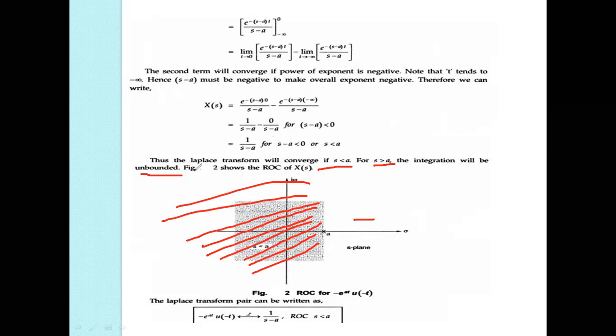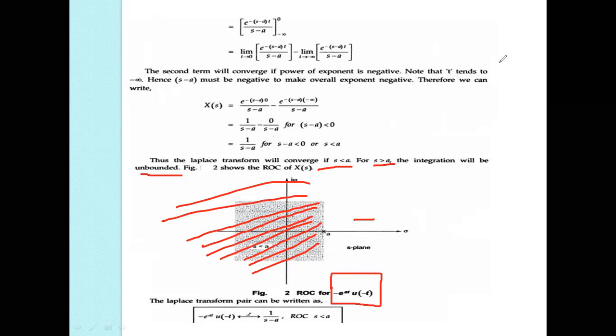You can say it exists for all the values of s from minus infinity to plus a, where the Laplace transformation exists. Otherwise, it does not exist. It is nothing but the bounded and unbounded values. Remember this for e power a t mu of minus t.